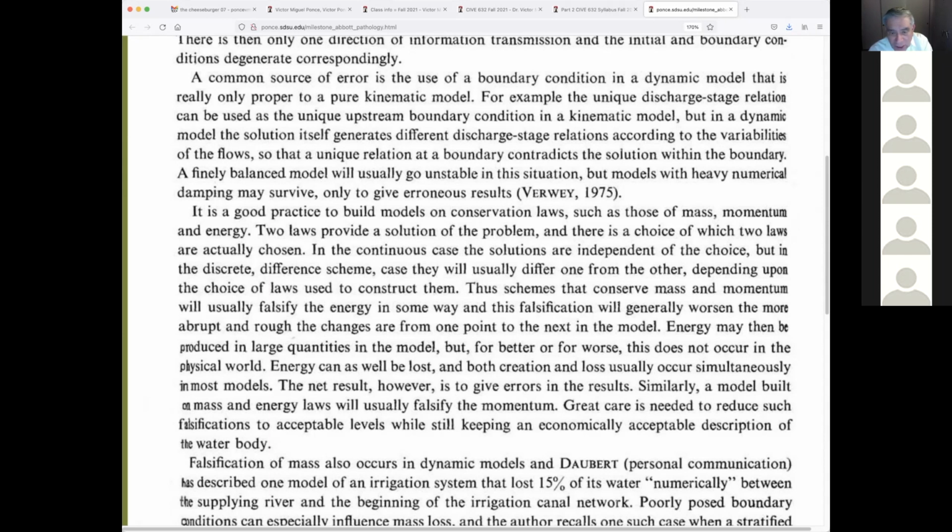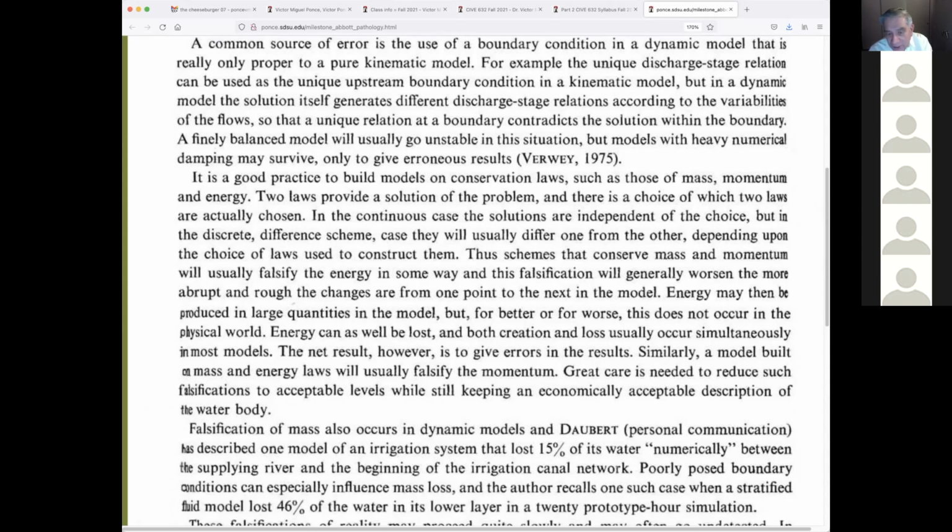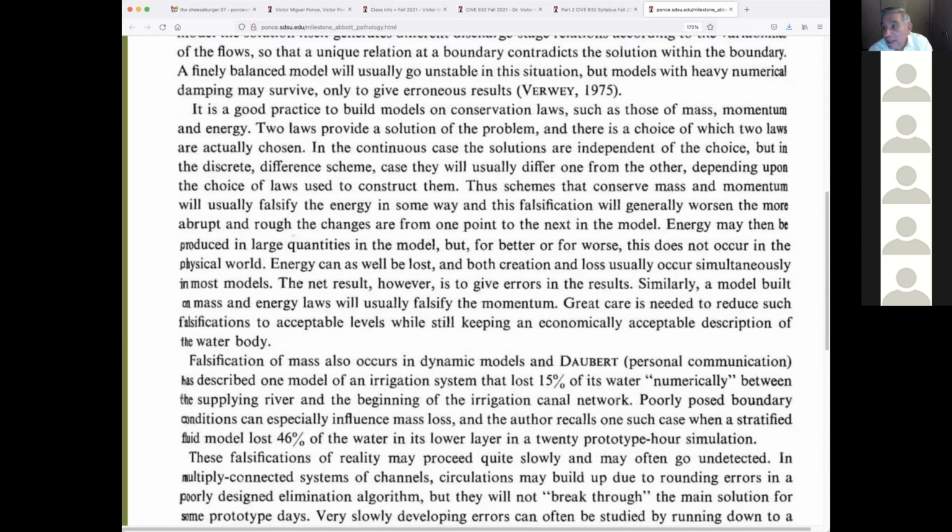Energy may be produced in large quantities, but for better or worse, this does not happen in the physical world. Similarly, a model built on mass and energy will usually falsify the momentum. That's not in my experience because I have not done that. I think I'm going to venture to say that he is not on very firm ground when he is saying this. But that's only because my experience does not back him up. Okay?